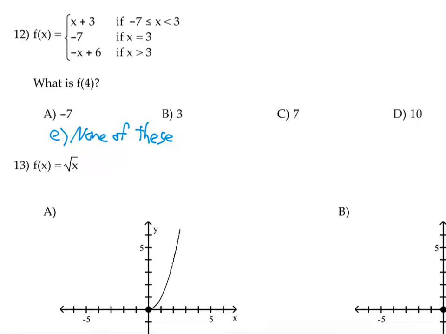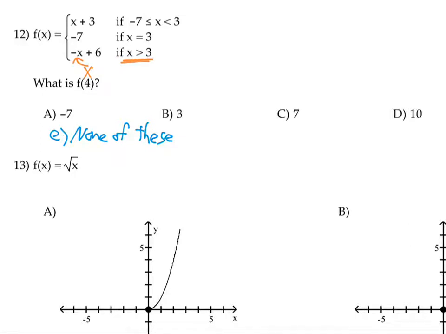How do you know? Okay, well, what are you supposed to do? Well, this is the x value, right? Whatever's in the parentheses. F of x, that's always x. So I'm supposed to plug in x equals 4. But which of those do I plug it into? The top one, the middle one, the bottom one? How do you know? It's greater than 3. So you have to plug into that one.